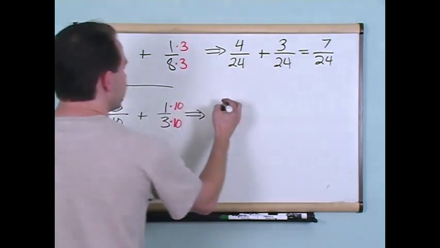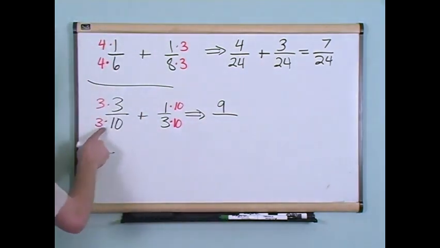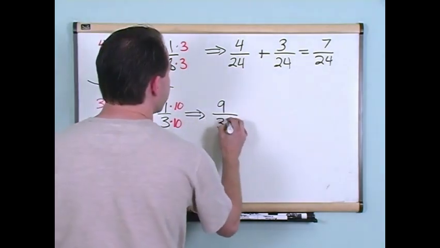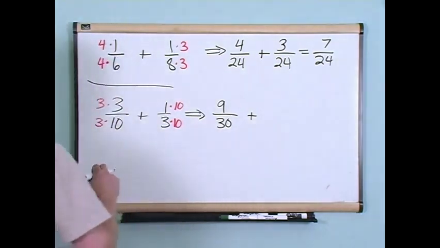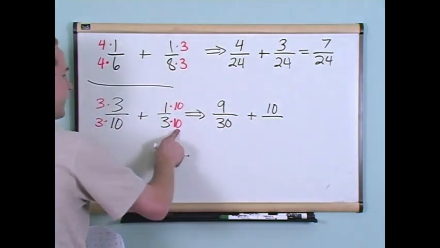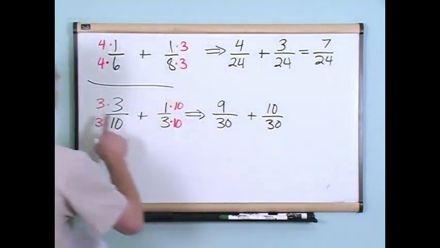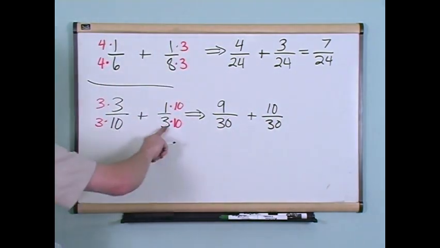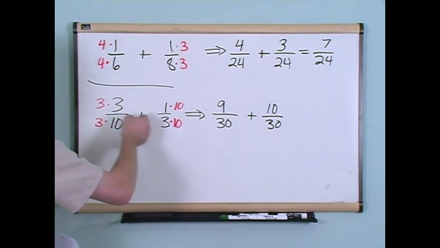3 times 3 in the top gives me a 9. 3 times 10 gives me a 30. And I'm adding to it 1 times 10 gives me 10. And 3 times 10 also gives me 30. So you see I picked my numbers here. Here I multiplied by the other denominator, and this one I multiplied by the other denominator.